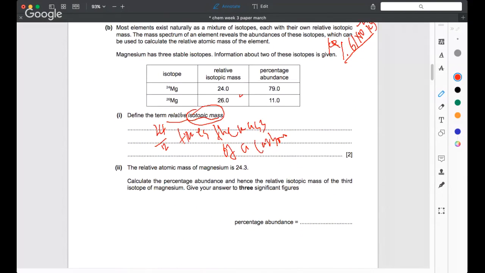So the relative atomic mass of magnesium is... what's the mean abundance? Abundance. So abundance means, if you have 100 of them, it's like the percentage of them. And hence the relative isotopic mass of the third isotope of magnesium. Give your answer to 3 significant figures.